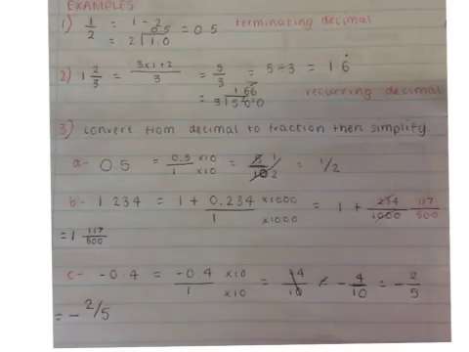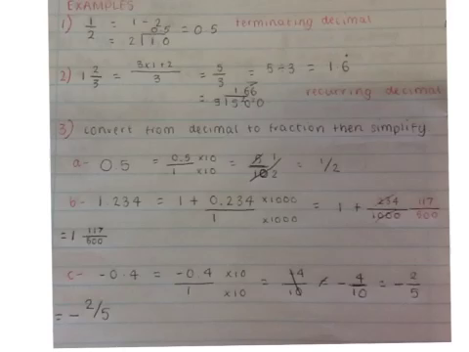Okay, now let's look at some examples here. As you saw before in my previous example, if we're converting 1/2 to decimal, that means that's 1 divided by 2, and then once you divide it, you get 0.5, and it's a terminating decimal.